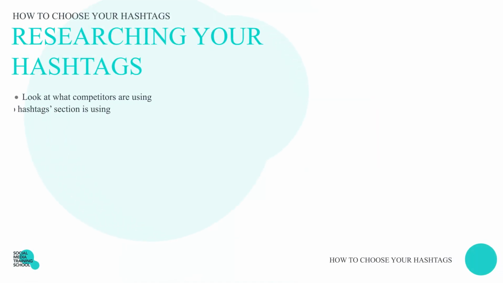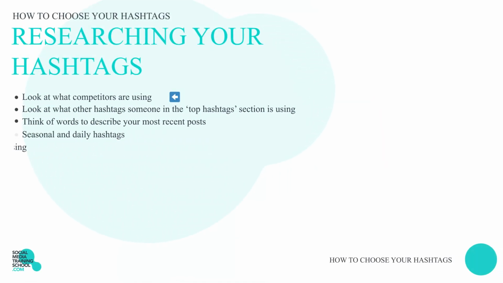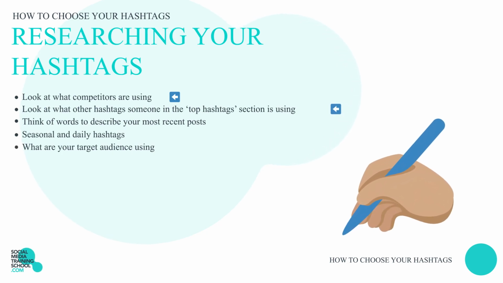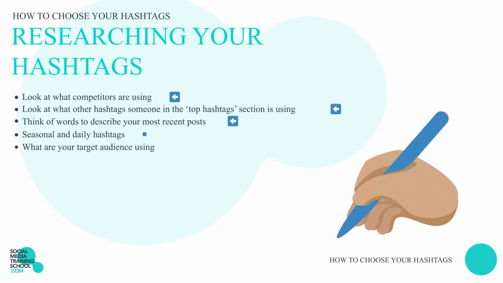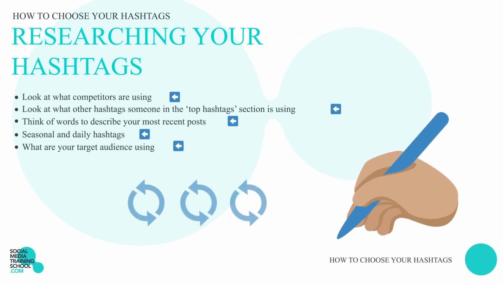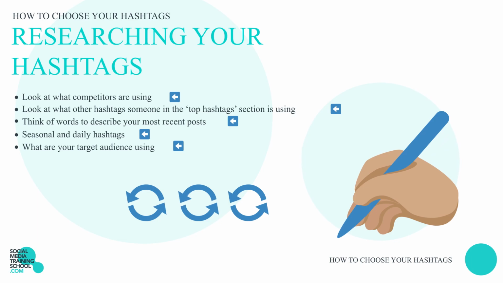If you're struggling for ideas, have a look at competitors and other brands in your sector and see what they are using. You can also pick one of the giant hashtags related to your industry. Look at the top posts for that and see what other hashtags they are using to help you come up with ideas. Another way to think of ideas is to look at your 9 most recent posts and look at each image or video. Describe what is in them.